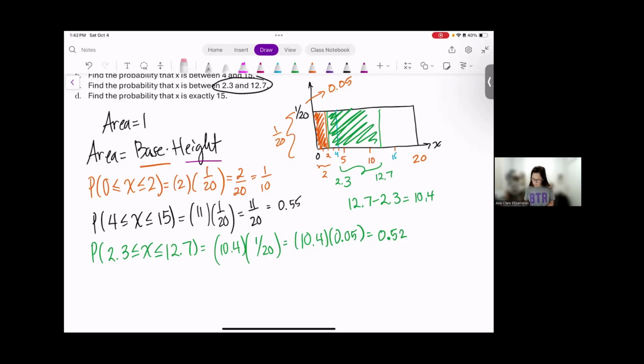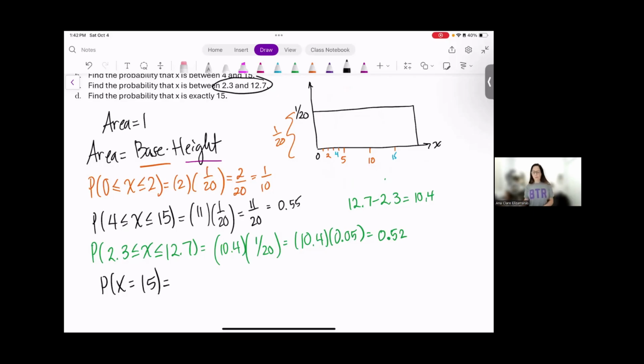Okay, so I'm going to do a little erasing to get my colors. And I want to know the probability that x is exactly 15. Okay, so I'm at 15 right here. So my base, what is the distance from 15 and itself? I don't have any distance. I'm at 15. So 15 minus itself is 0. I have no width. And multiplying that by 1 over 20 means the probability is 0. You cannot be equal to an exact value in a continuous distribution. You have to be equal to a range.